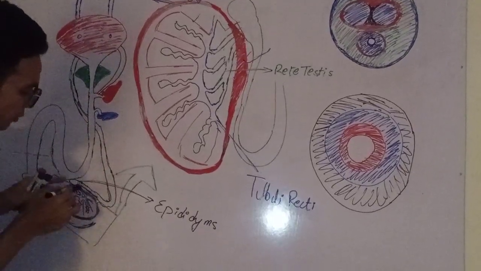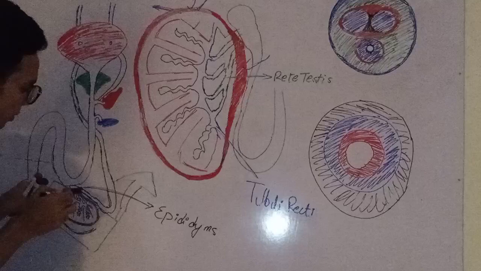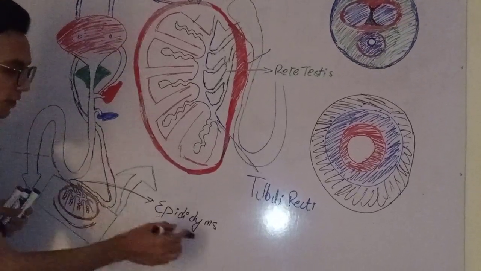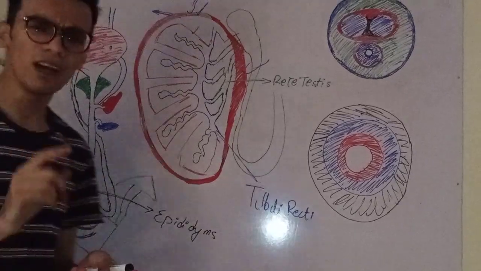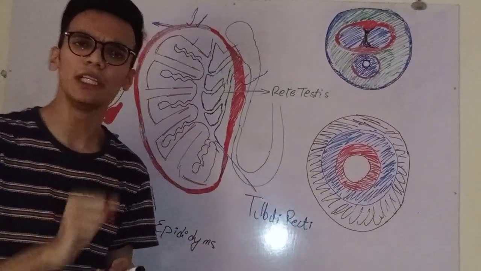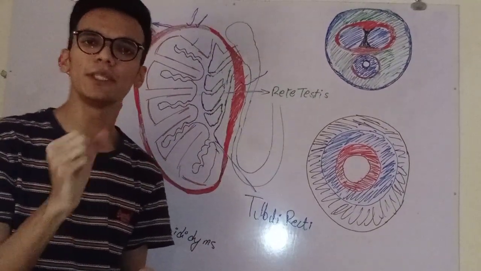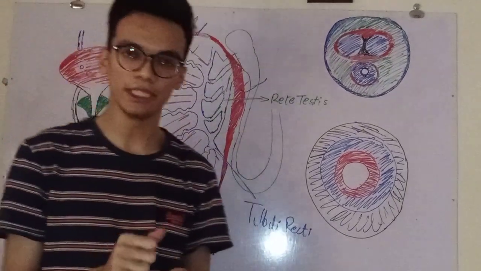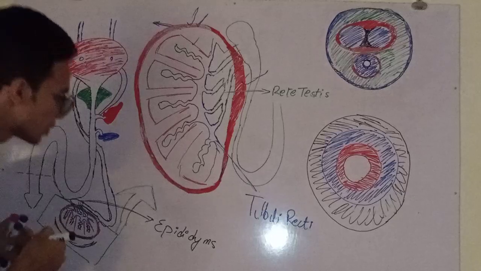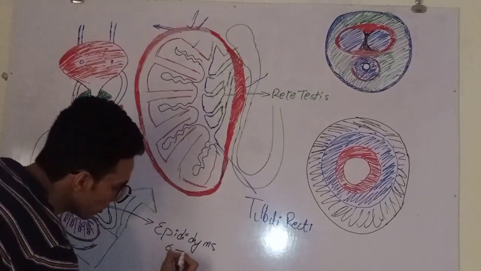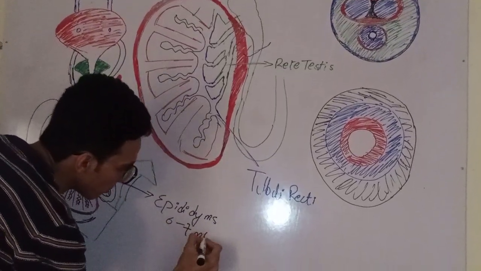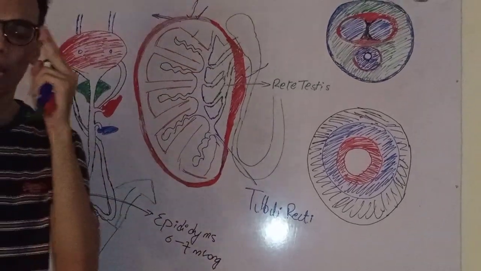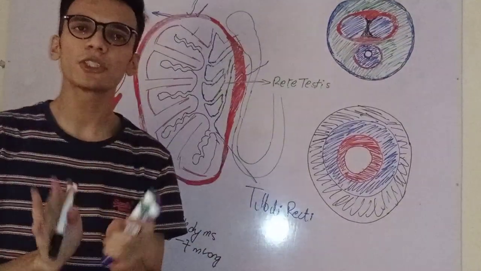The testis passes its sperms towards the epididymis, which has a pseudostratified columnar epithelium. What is the function of the epididymis? The epididymis is actually 6 to 7 meters long.